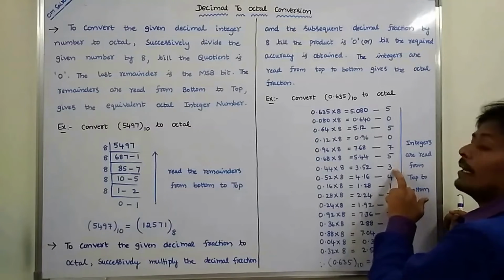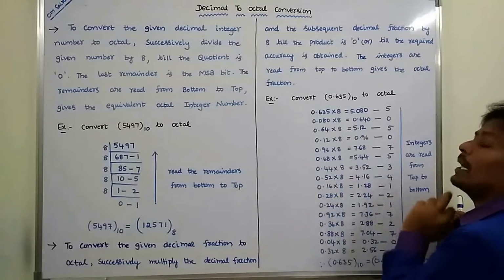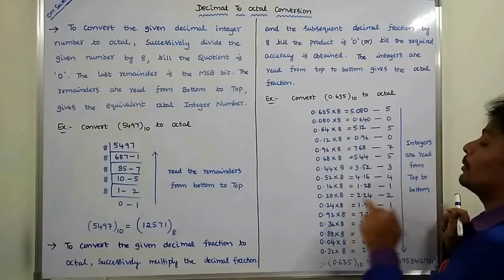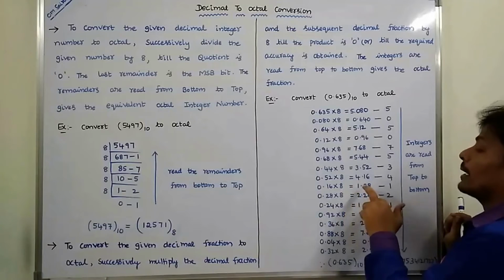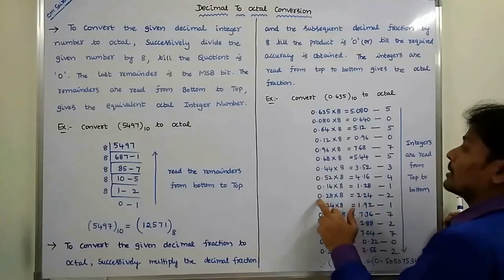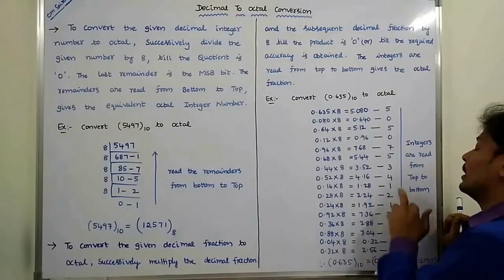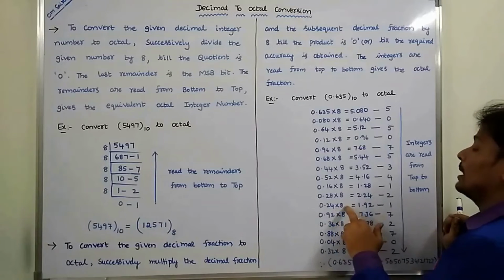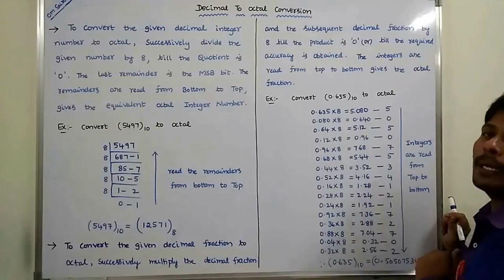We have to separate the integer part 3, the remaining part 0.52 is multiplied with 8, we are getting 4.16. Separate the integer part 4, the remaining part 0.16 is multiplied with 8, we are getting 1.28. Separate the integer part 1, the remaining part 0.28 is multiplied with 8, we are getting 2.24. Separate the integer part, then 0.24 is multiplied with 8, we are getting 1.92. Separate the integer part 1.